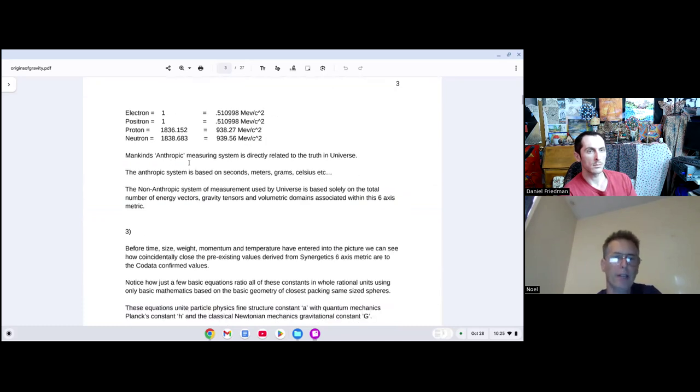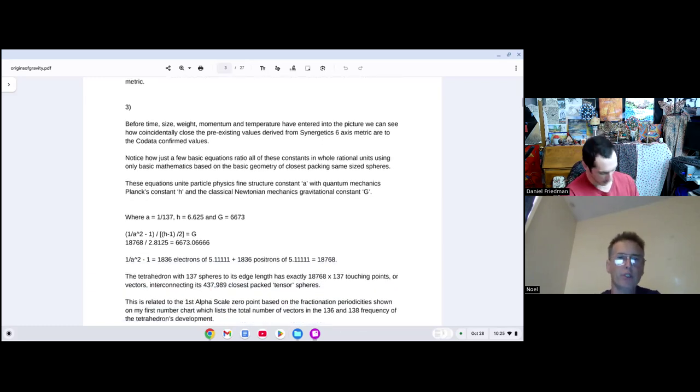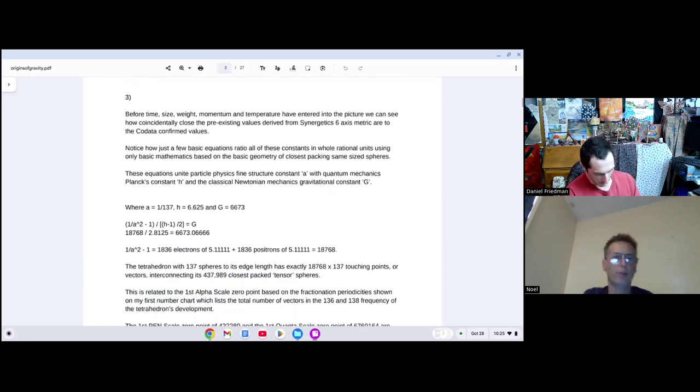Mankind's anthropic, that's man-made, measuring system is directly related to the truth in universe, right? The system, though, is based on seconds, meters, grams, Celsius, etc. This non-anthropic system of synergetics of measurement is used by universe. It's based solely on the total number of energy vectors, gravity tensors, and volumetric domains associated with the 6-axis metric. So before time, size, weight, momentum, and temperature have entered into the picture, we can see how coincidentally close the pre-existing values derived from the synergetic 6-axis metric are to the CODATA confirmed values.